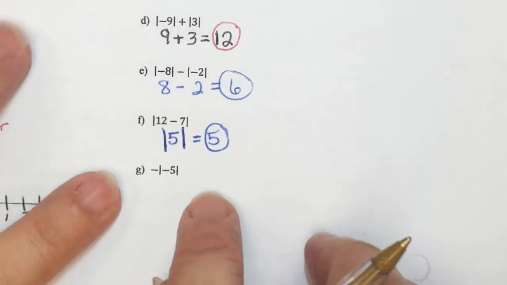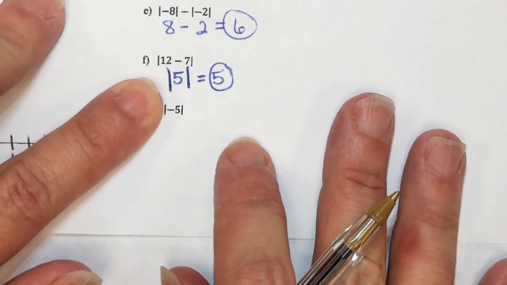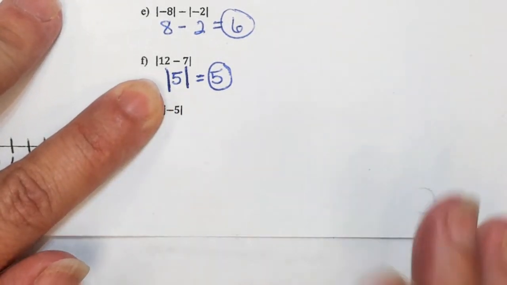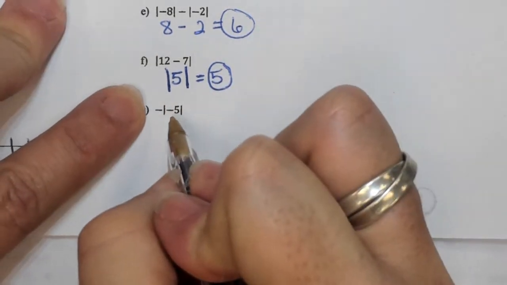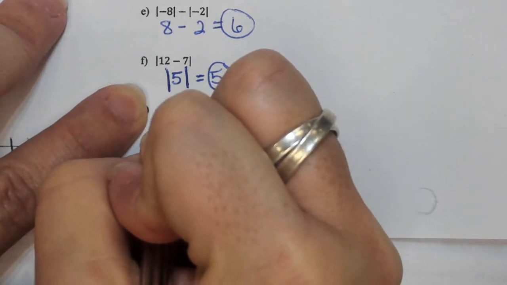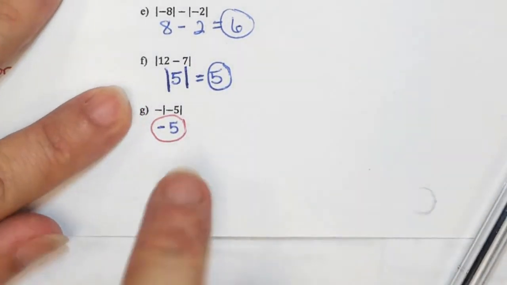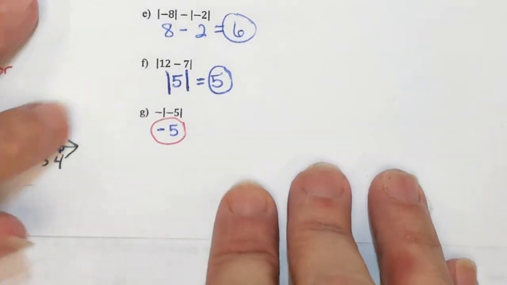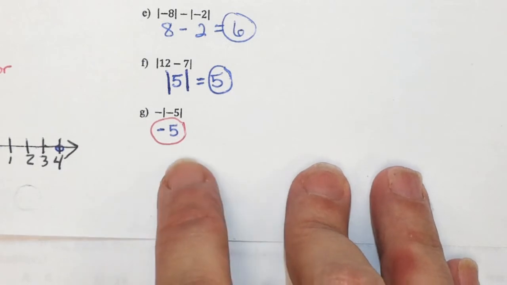Now, this one, please look at it. Start out with just absolute value. What is the absolute value of negative 5? 5. Now, bring down what is left. What is left? A negative sign. So it is negative 5. You have to take your time and look at it.